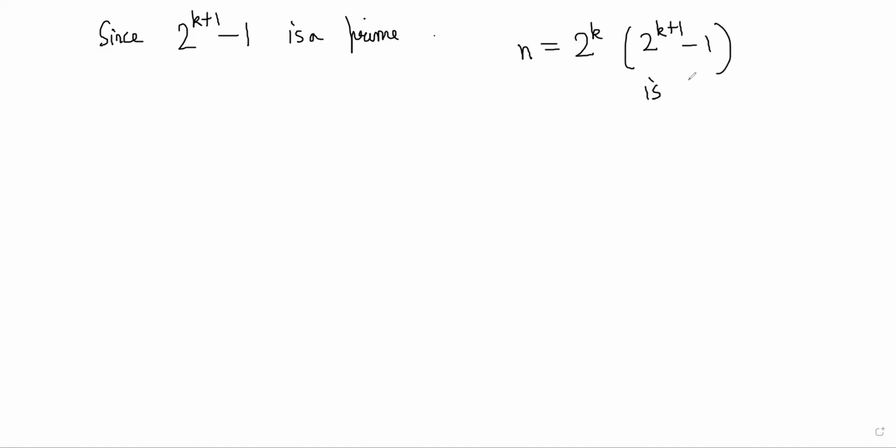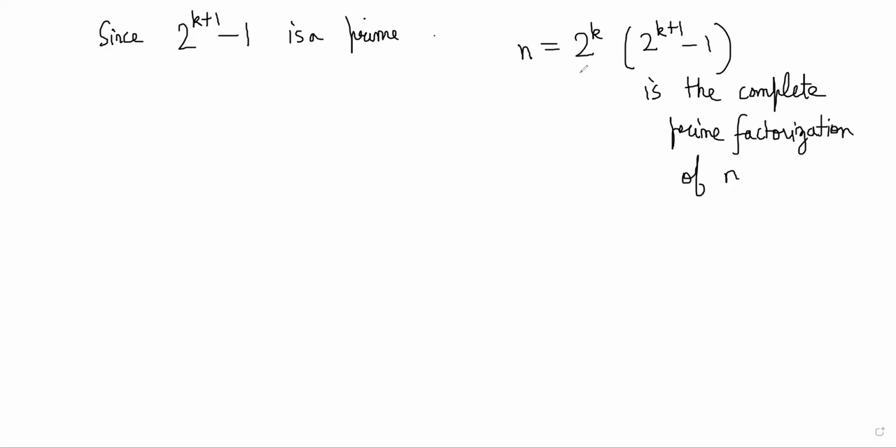We'll say since 2^(k+1) − 1 is a prime, then the number n, which is equal to 2^k × (2^(k+1) − 1), is the complete prime factorization of the number n, right? Because this is a power of 2, which is a prime number, and this is itself a prime. So this must be a product of primes. So it is a prime factorization of our number n.